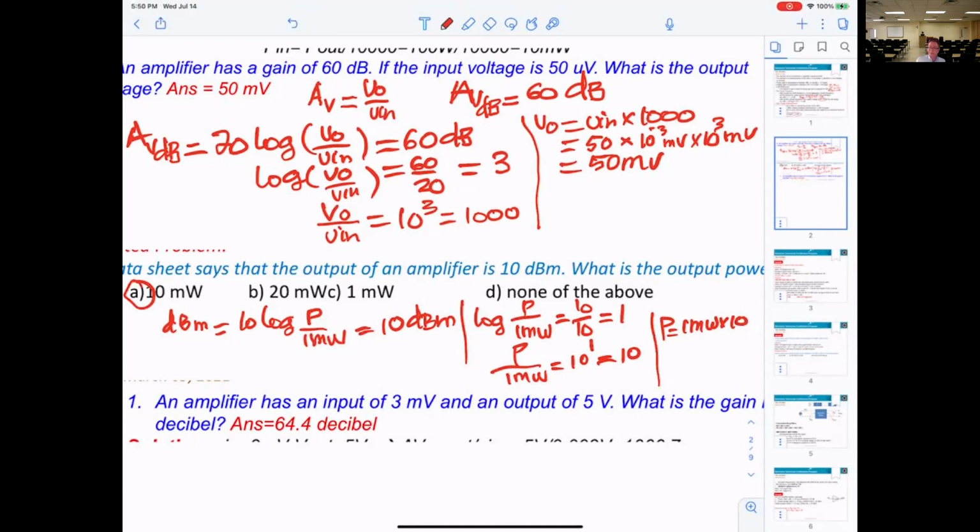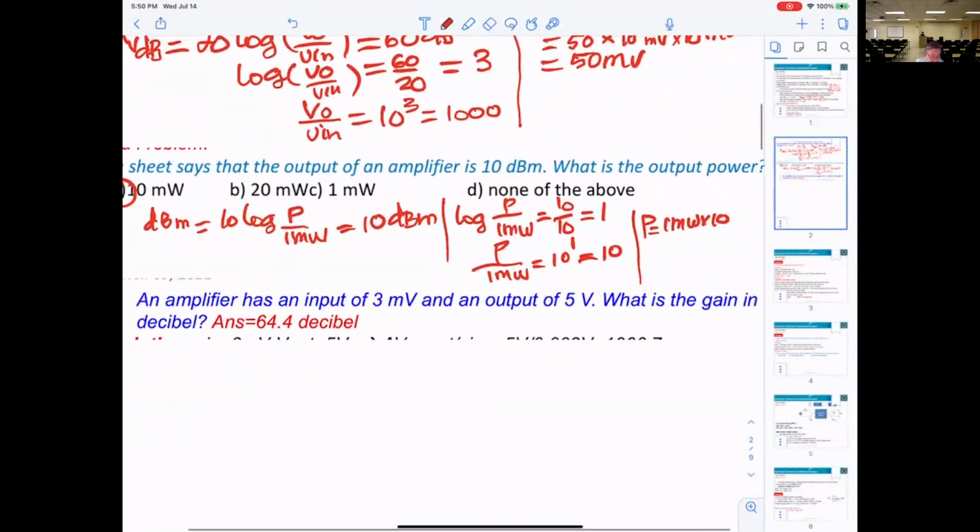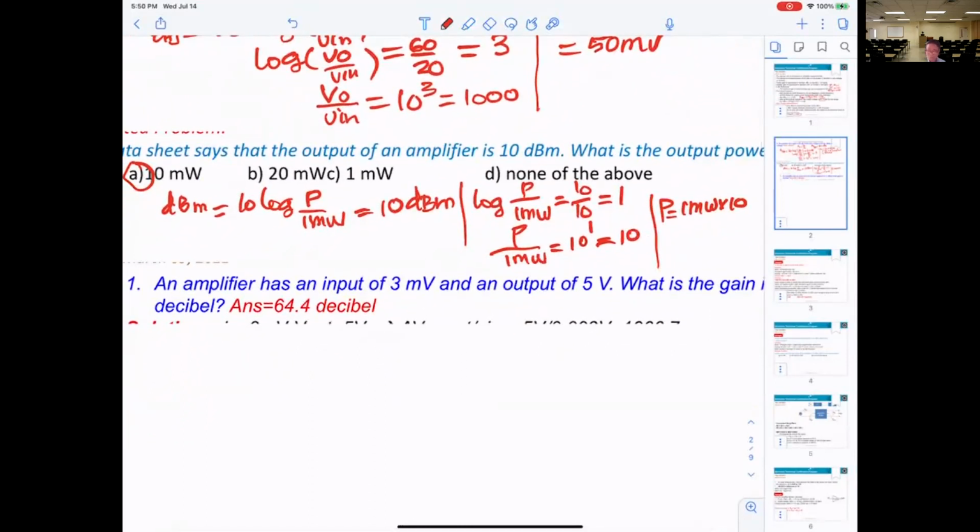Okay, any question on the second problem? Okay, try the last one. An amplifier has an input of 3 millivolt and an output of 5 volt. What is the gain in dB?